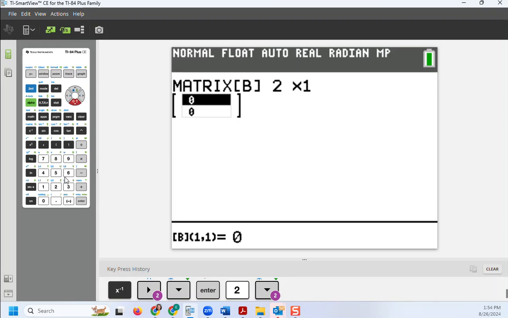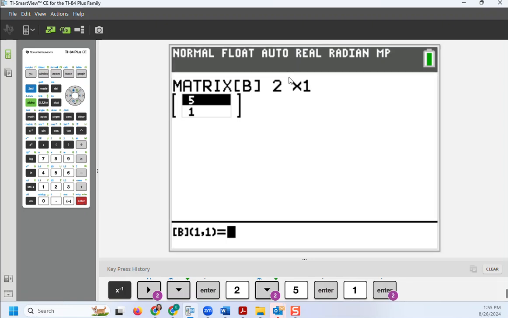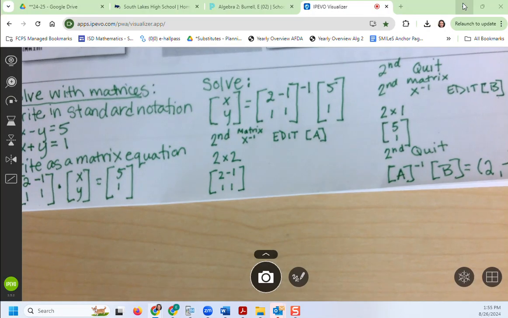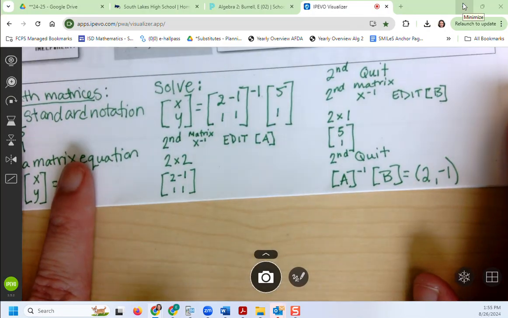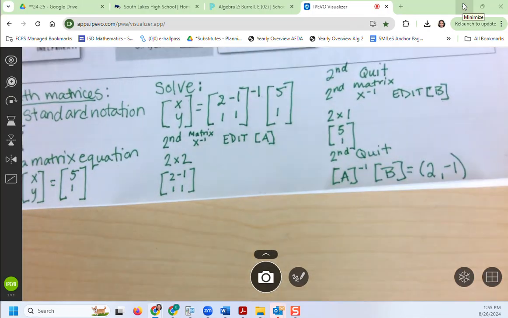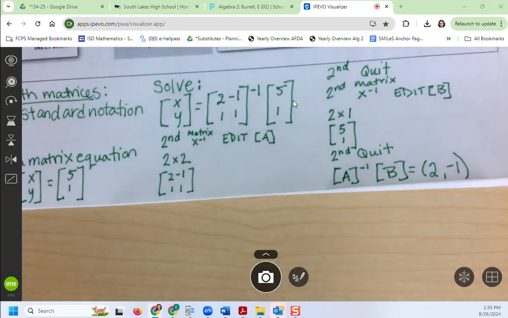Okay, I'm quitting out of this, second quit. I'm going to pull up, I really want it to say A inverse times B. So, A, I need second matrix, and I'm not editing this time, I just want the name A. So I just press enter. Second matrix, and then you just press enter because you just want the name A.